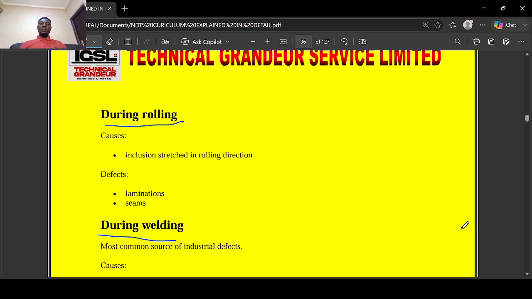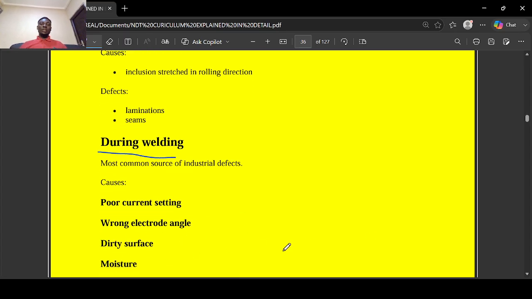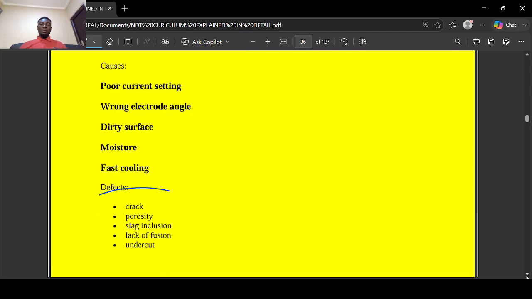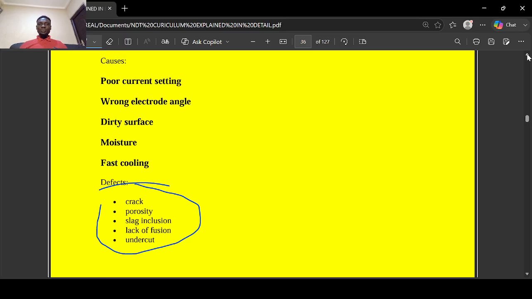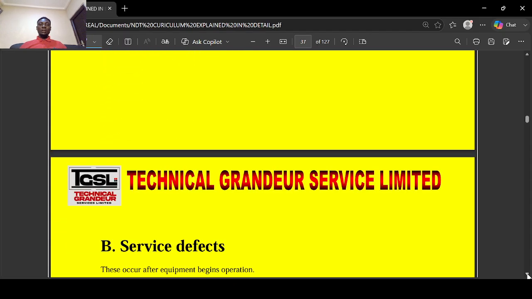During welding, I will use the term discontinuity, it's not yet a defect. Welding is the most common source of industrial defects. Causes: poor current setting, wrong electrode angle, dirty surface, motion, fast cooling. Defects: crack, porosity, slag inclusion, lack of fusion, undercut. All these are the flaws and discontinuities we have during welding.